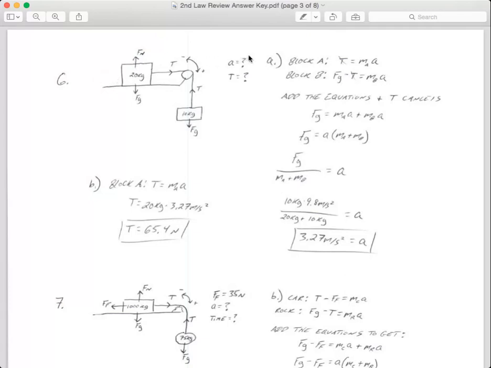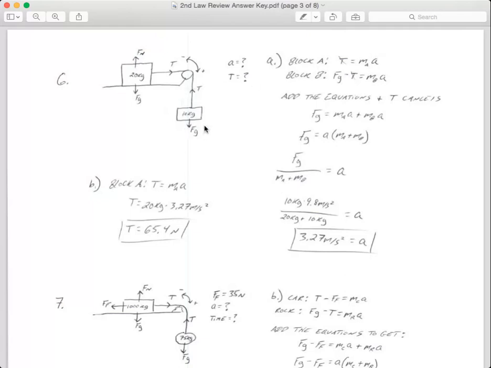Part A, it says calculate the acceleration of both of the blocks. Block A, which is the block on the table, and block B, which is the one that's hanging here. First thing I need to do is figure out an equation for each block in the direction that it's going to accelerate. For block A, it's going to accelerate to the right. So I'm looking at my left-right arrows. So for block A, what arrows do I have? I have tension, because tension pulls to the right. That's why it's positive. And that's going to equal mass times acceleration for block A.